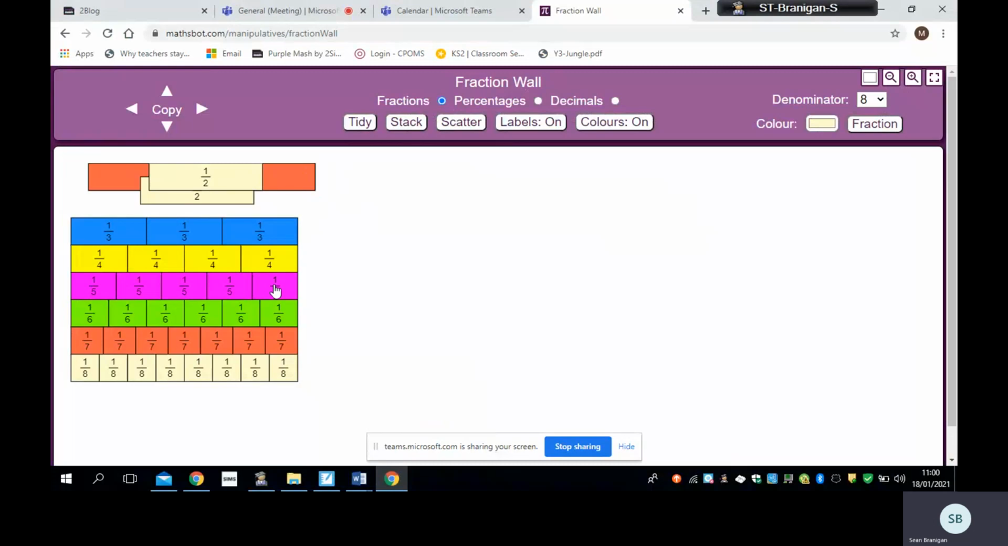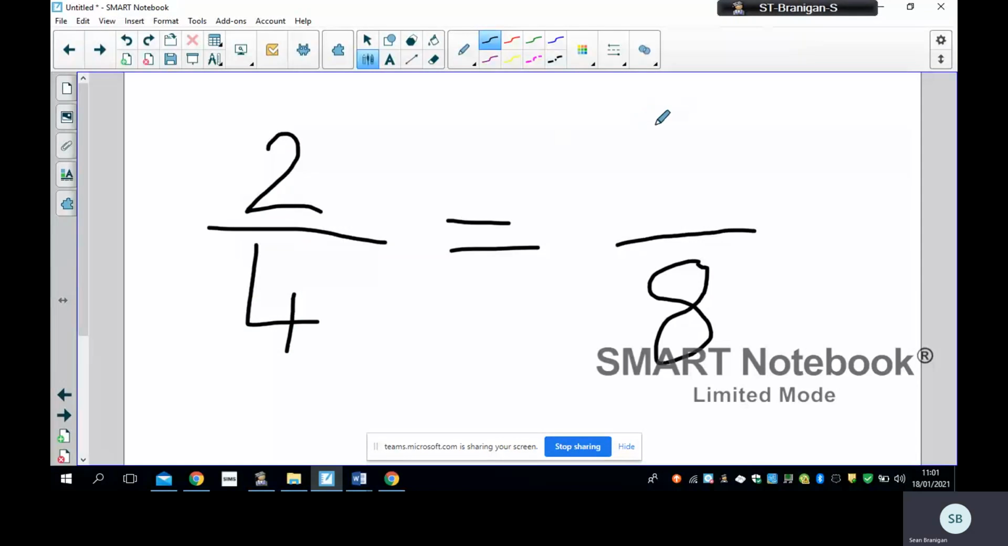So 2 quarters. 2 quarters is the same as how many eighths? Here's my eighths. So I've got 1/8. You can see they are not equivalent. 2/8 is equivalent to 1 quarter. 3/8 and 4/8. So you can see that 2 quarters is the same as 4/8. Again, I'm quite happy with that. 2 quarters is the same as 4/8.